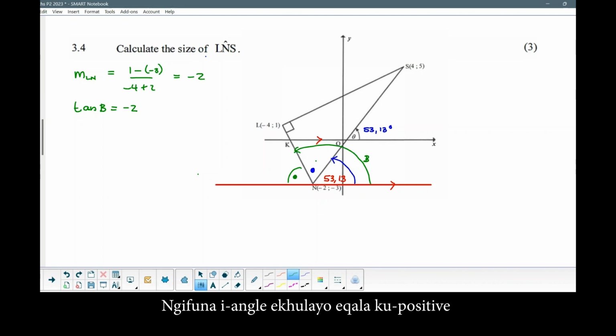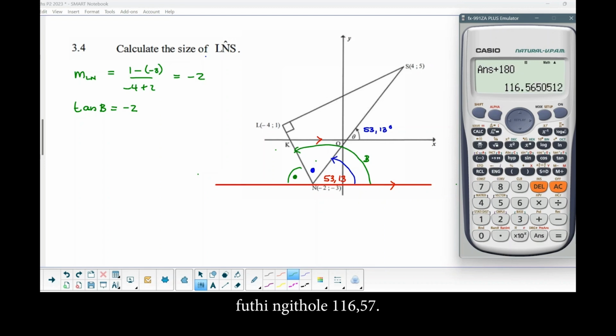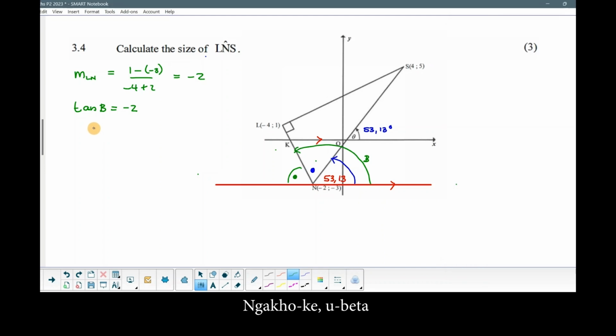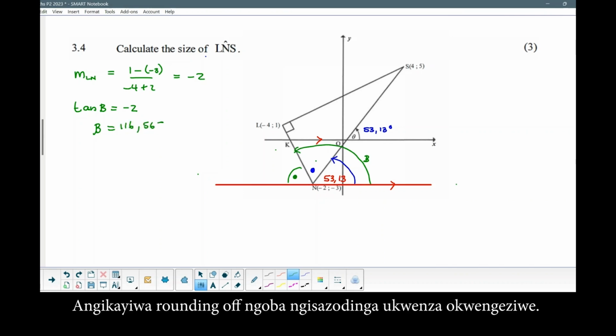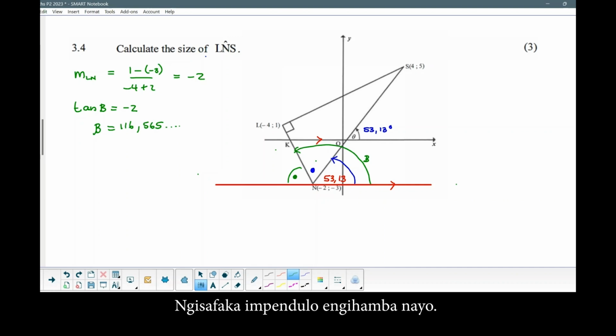I want that obtuse angle starting from the positive x-axis and moving all the way to line Ln. So to adjust that, all I have to do is add 180, and I get 116,57. So beta is equal to 116,565. I'm not going to round off yet because I still need to do more calculations. And if I'm not at the end of my answer, I cannot round off. I only round off at the very end.